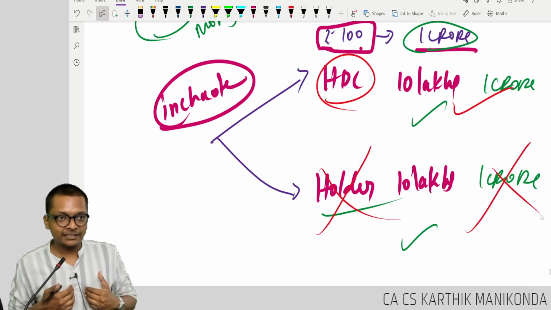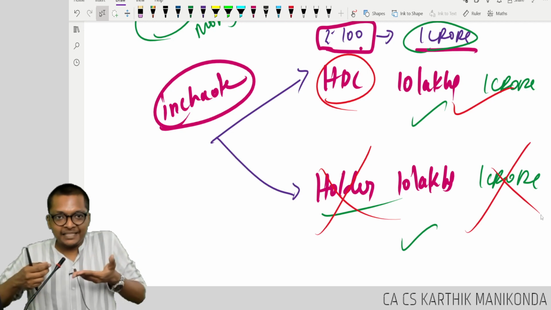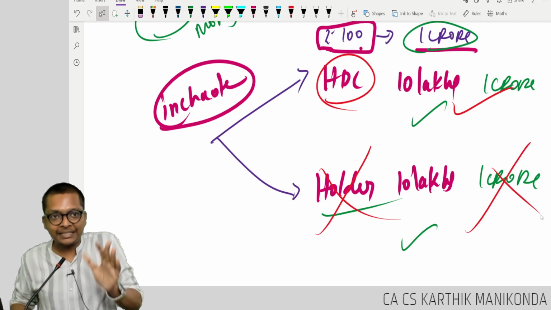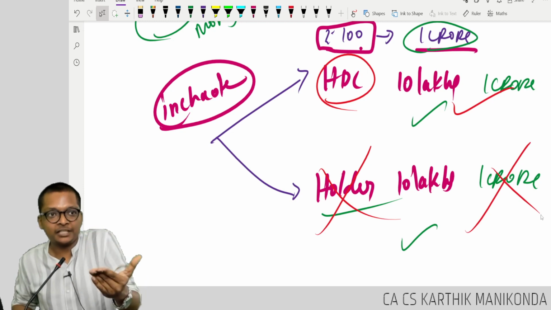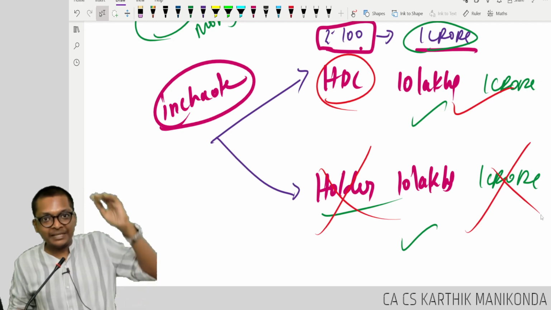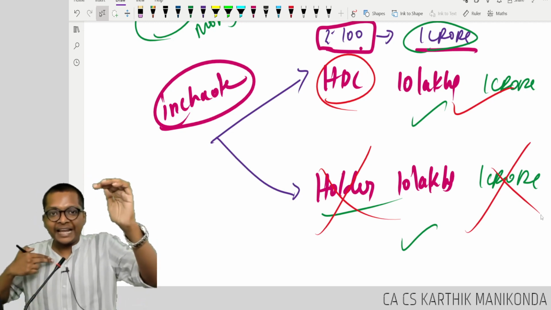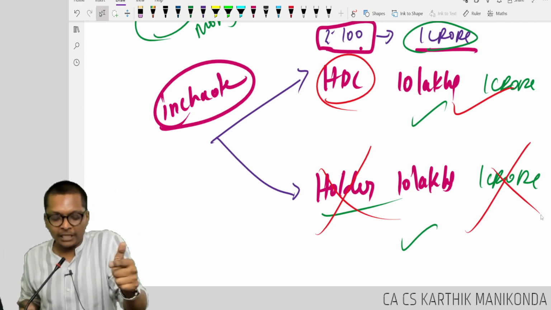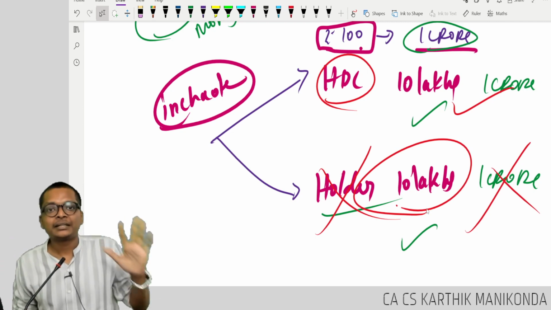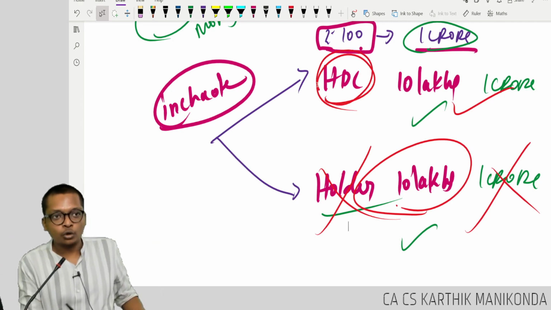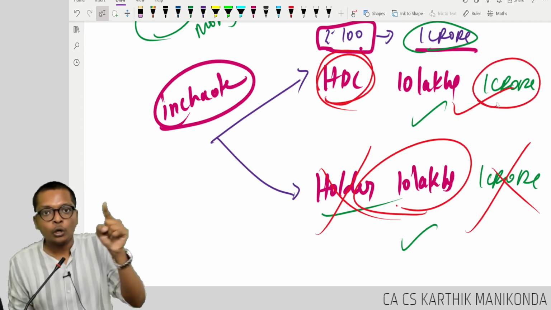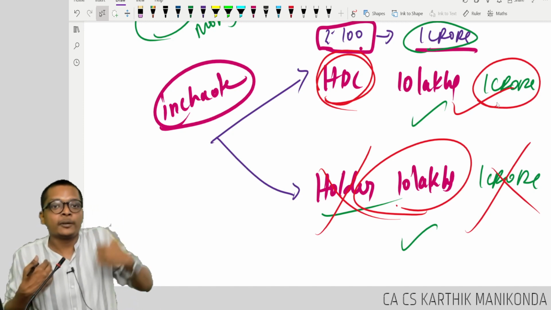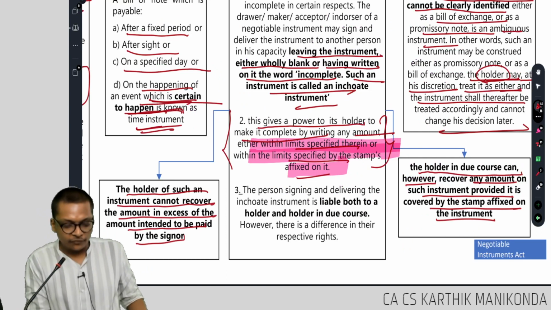Are you following, guys? So, to summarize, if I give you a blank promissory note and tell you to fill the amount by yourself, even if the limit is 1 crore, I wanted you to fill only 10 lakhs. If you are a holder, you can get only 10 lakhs. If you are a holder in due course, you can get up to 1 crore. You might ask, sir, how will I prove it? That's my problem in court. Okay, are you following, guys?